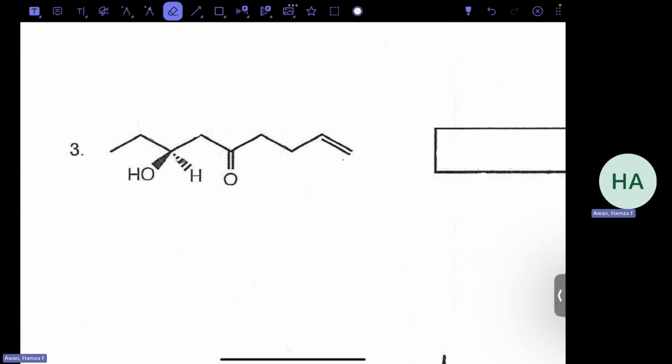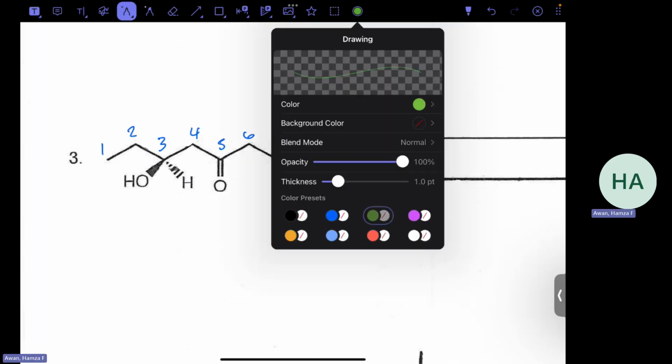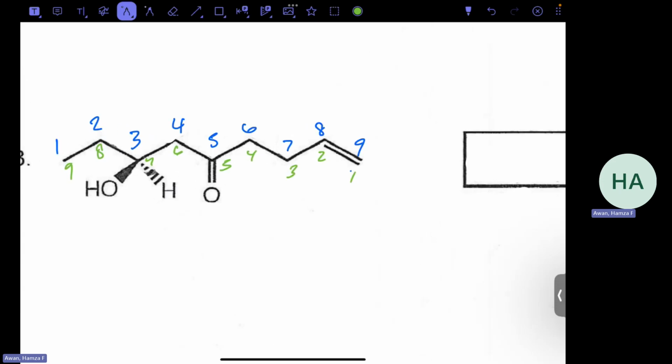So we're not going to start numbering from the ketone because it's in the center of the carbon, but remember, whenever we want to number, we use the longest chain. That includes both. That includes the parent, right? So if we go from here, 1, 2, 3, 4, 5, 6, 7, 8, 9. And let's also count from backwards. 1, 2, 3, 4, 5, 6, 7, 8, 9. So notice how on both of them the ketone is on carbon 5, right?